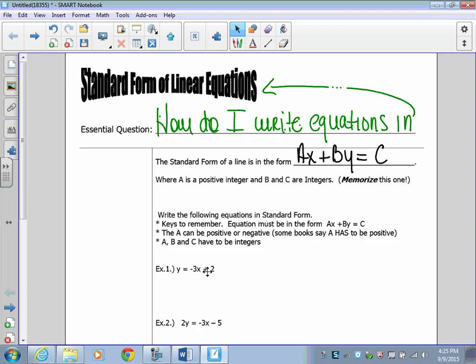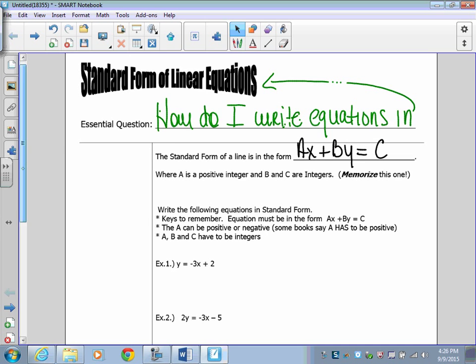There are a couple of things that we'd like for you to remember when we're writing an equation in standard form. Again, it must be in ax plus by equals c. A can be either positive or negative. Some books say A has to be positive. I prefer my A to stay positive. Also, B and C have to be integers, which means B and C can be negative.